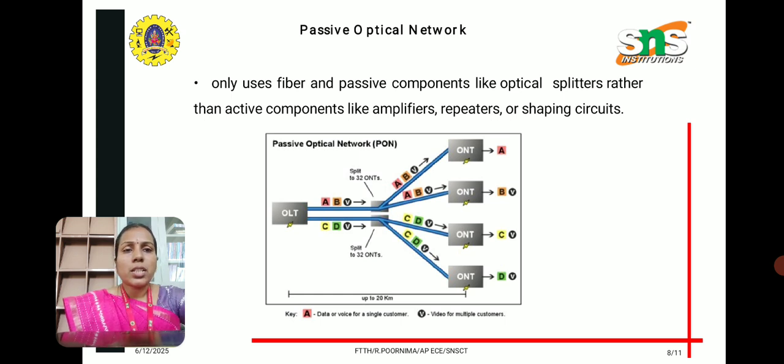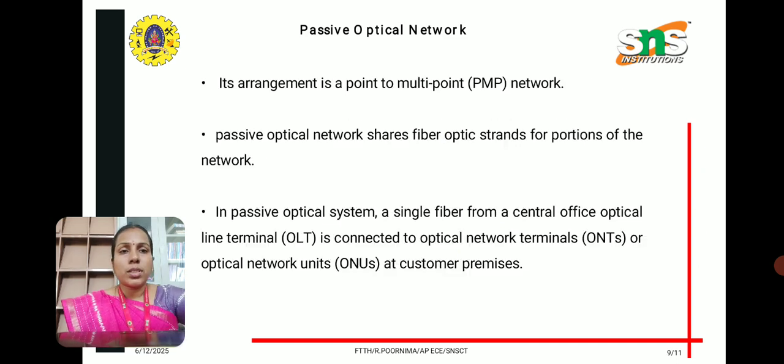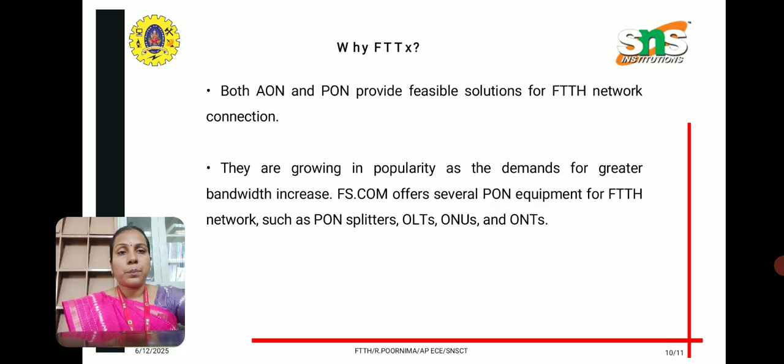Here the passive network supports only fewer terminals, which makes it a cost effective system. The passive optical network is a multi-point network. One fiber optic strand is shared between the portions, and the passive optical system uses a single fiber from the central office optical line terminal connected to the optical network terminal. It does not include any regenerator or amplifier.